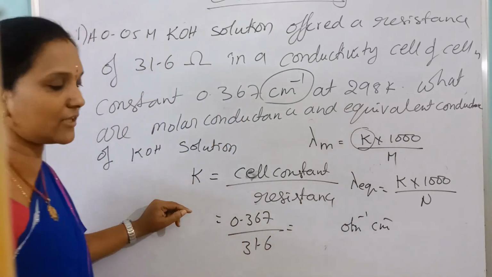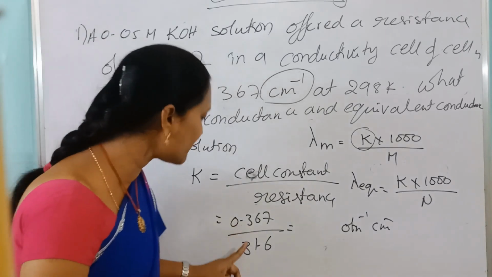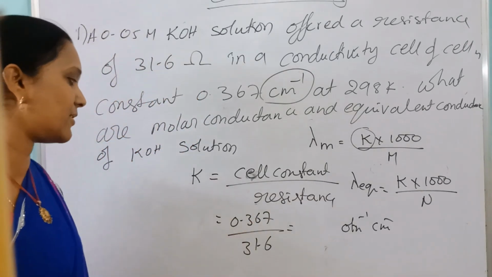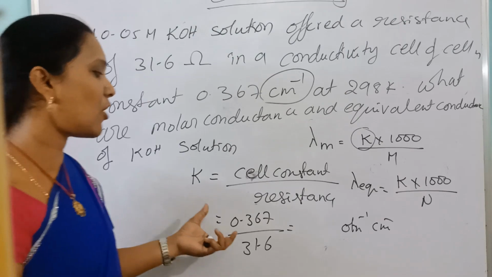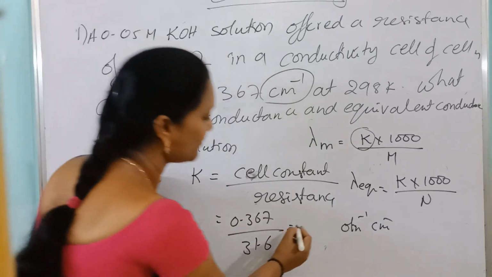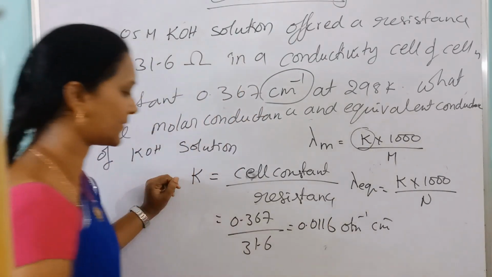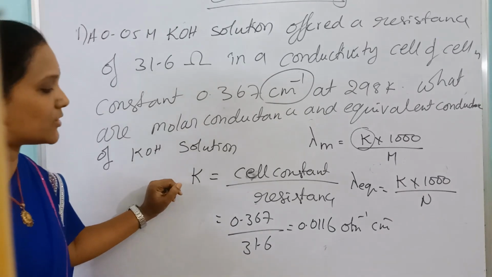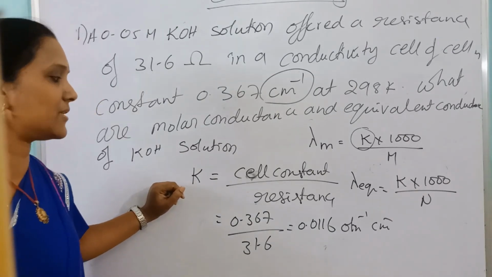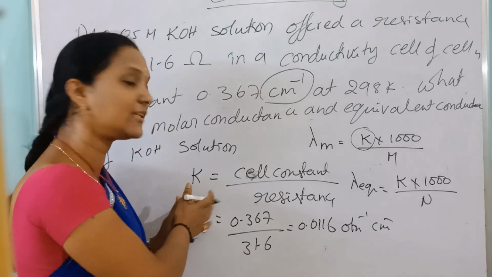By ohm we are taking. Okay, ohm inverse centimeter. Just divide 0.367 by 31.6. So how much are we getting? Divide this, definitely 0.0116. Okay, we are getting 0.0116 ohm inverse centimeter inverse. So first what we have to find is K.